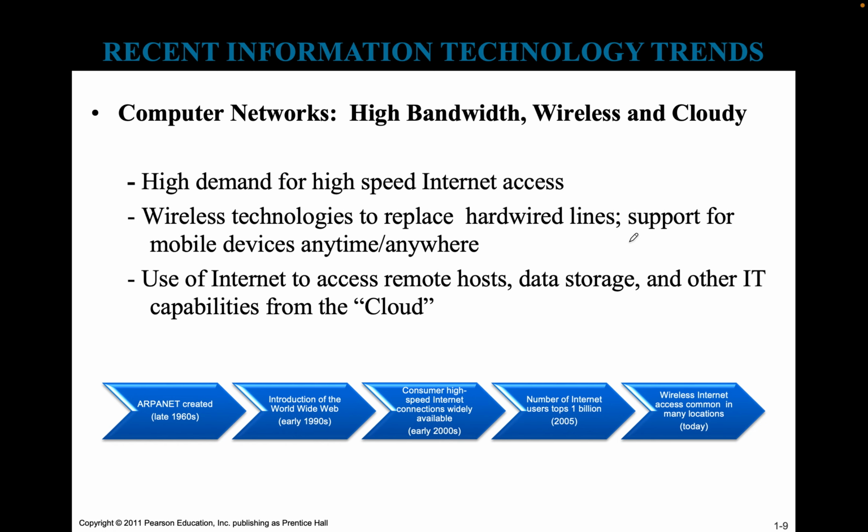Now we've done the computer hardware. Now we've talked about the computer software. Now let's talk about the computer networks. Networks should have high bandwidth, you know, the speed must be high. Network should have high bandwidth, and today's network should be wireless. If you want to cover a very wide range, it should be wireless and should be cloudy.